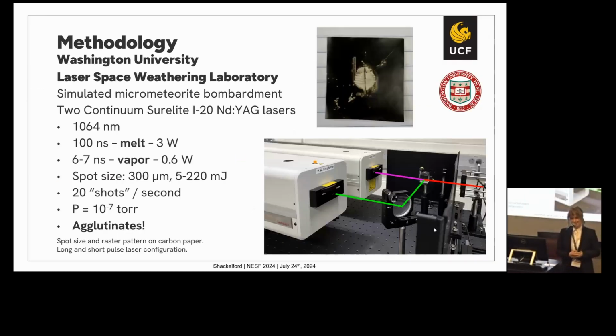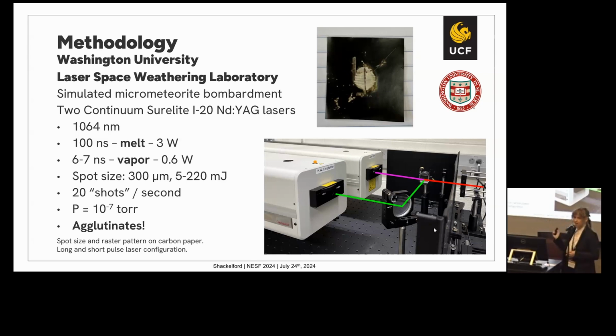So to do this series of experiments, we're using the Washington University Laser Space Weathering Laboratory. It uses 2 Continuum Surelite I-20 neodymium YAG lasers to simulate micrometeorite bombardment. There's a long pulse laser that generates the melt portion of a micrometeorite impact, and a short pulse laser that generates the vapor part of the impact. The spot size on the sample is around 300 microns, and we get around 20 shots per second on the sample. We irradiate at a pressure of around 10 to the minus 7 torr, and it goes up to about 10 to the minus 5 as we're irradiating, then drops back down really quickly.